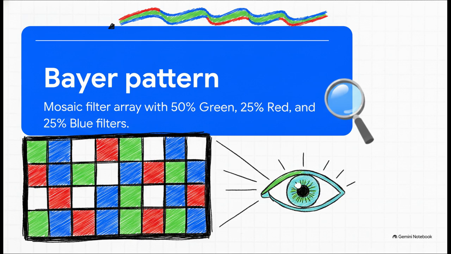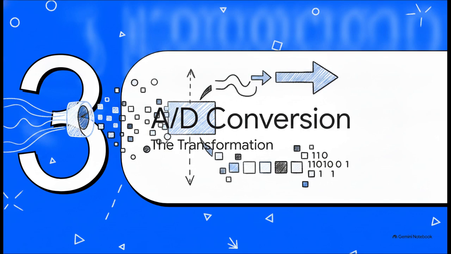Now look closely at the math here. The pattern consists of 50% green, 25% red, and 25% blue filters. Why is there twice as much green? Well, it's because human vision is actually much more sensitive to the green luminance component of light. By capturing more green samples, the camera can produce an image that looks sharper and way more natural to our human eyes.